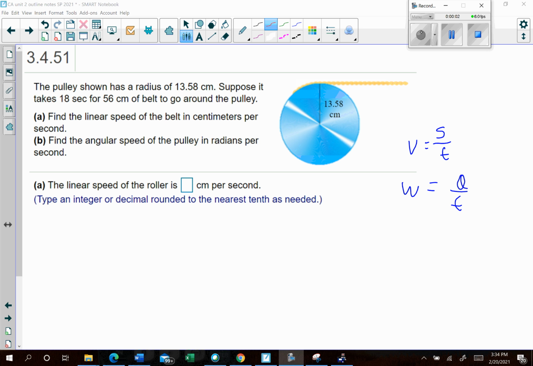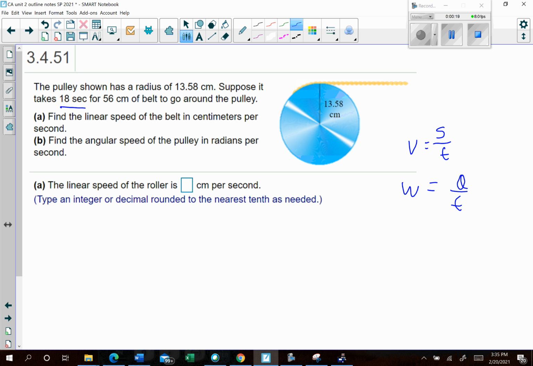Okay, so let's go in order here. They asked us to find the linear speed. Linear speed's pretty simple. It's no different than if you were just driving down the street. It's just the distance divided by time. And so they give us a distance and they give us a time.